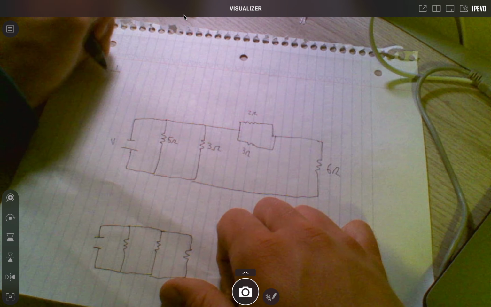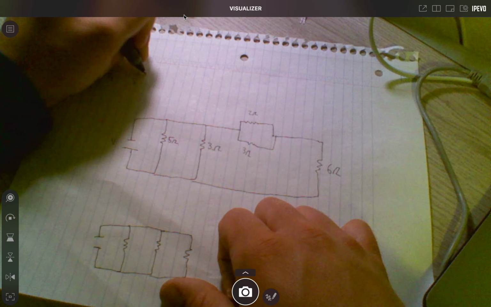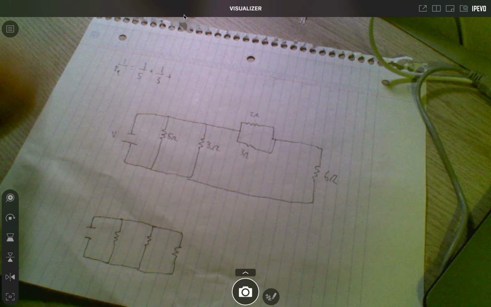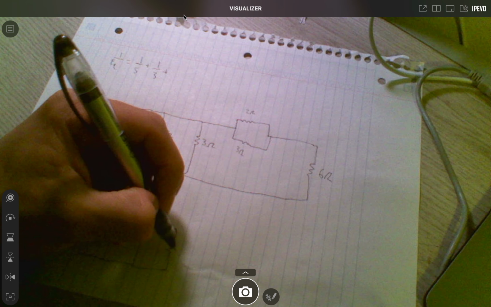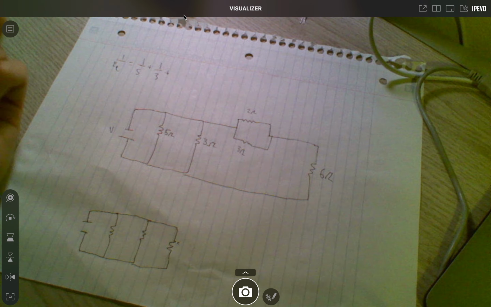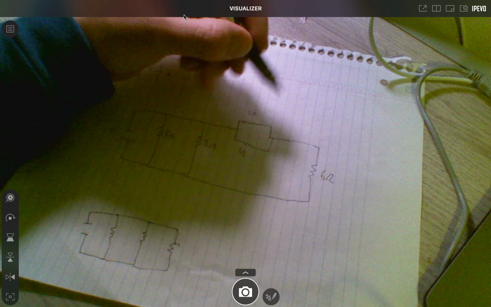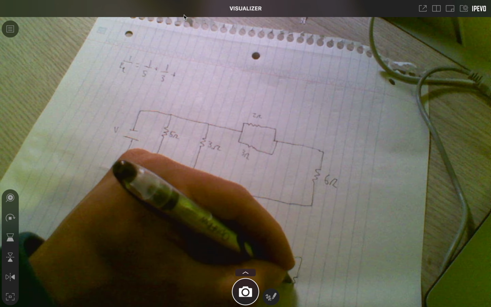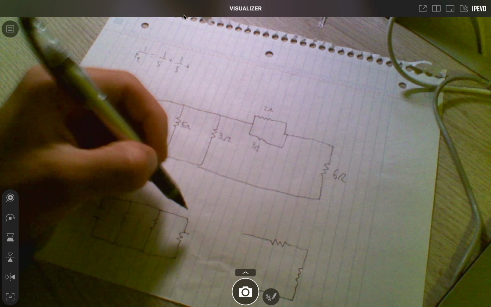So we know 1 over equivalence, which is what we're looking for, is equal to 1 over 5 plus 1 over 3 plus, we got to figure this out here. So let's turn this into this. This is what we want it to look like right here. How can we do that? Well, these two are in parallel with one another. So we're going to start by making it look like this. So we're going to change this into this, and then we can change these two into this.